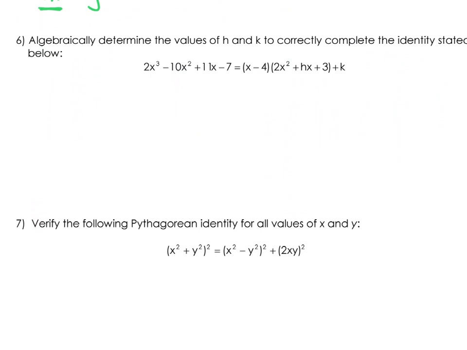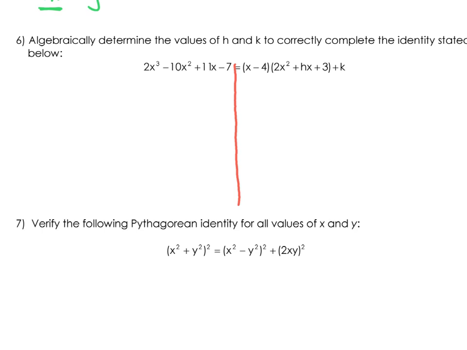So number 6, it says algebraically determine the values of h and k to correctly complete the identity stated below. And if we take a look at that identity, it is quite a lot of terms. But on the left-hand side, I can see that there's not much to do. But on the right-hand side, it looks like we could distribute. You got a bunch of h and k's in there. So let's see what happens. We're going to put up that wall for our identity.